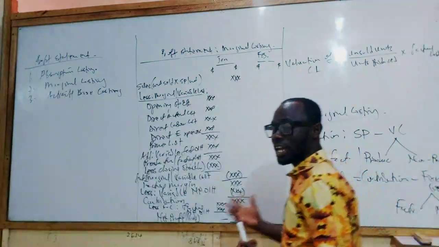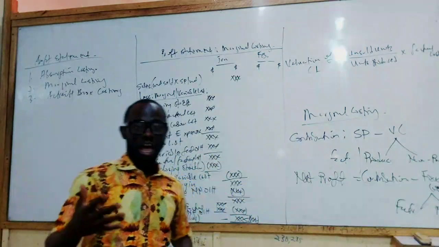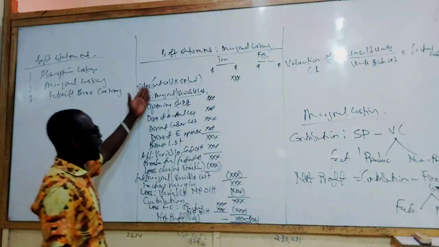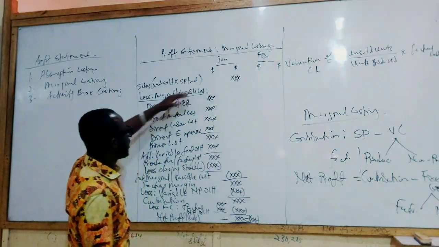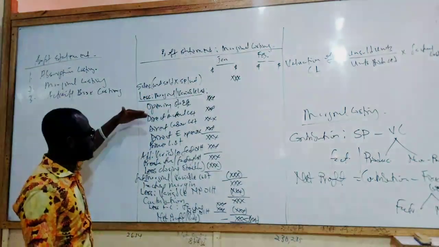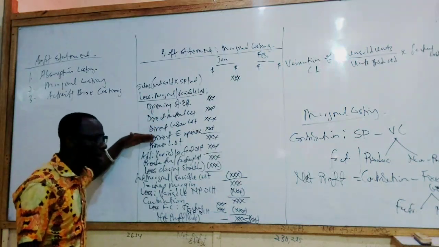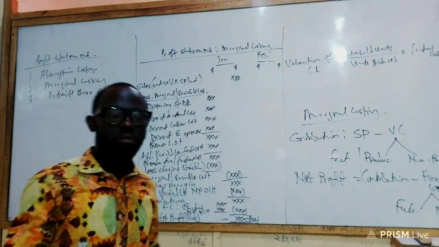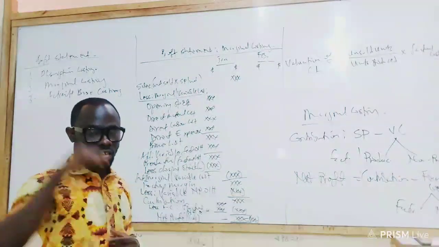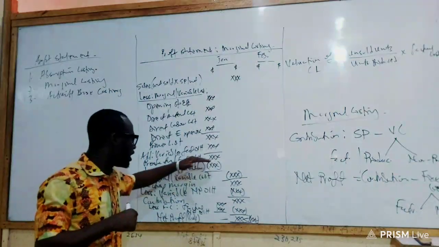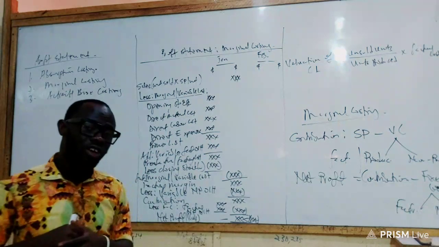Make sure you understand how the principles are being used here. So we bring our sales figure, we bring our less marginal cost, we bring opening stock, we bring direct material, direct labor, direct expenses, get our prime cost. After that we add variable factory overheads, then that gives us the factory cost.